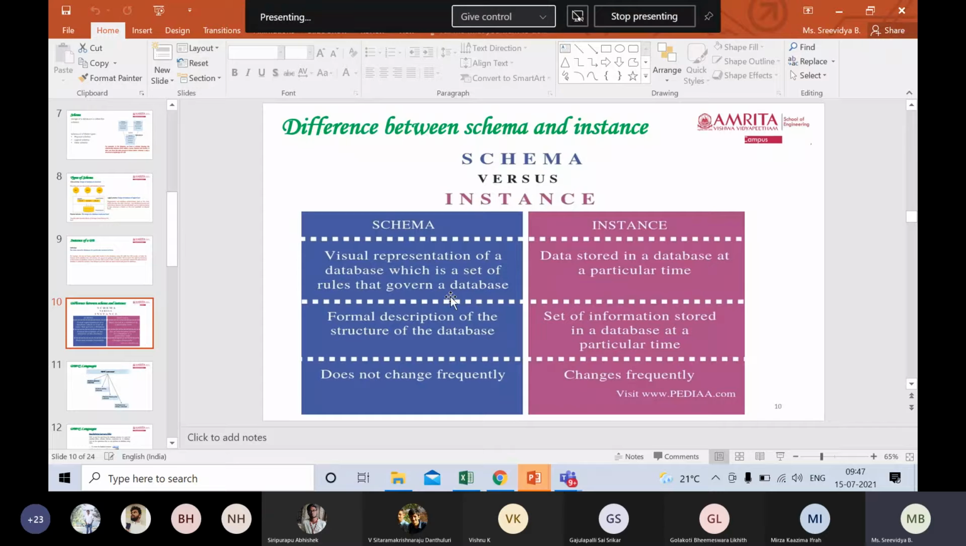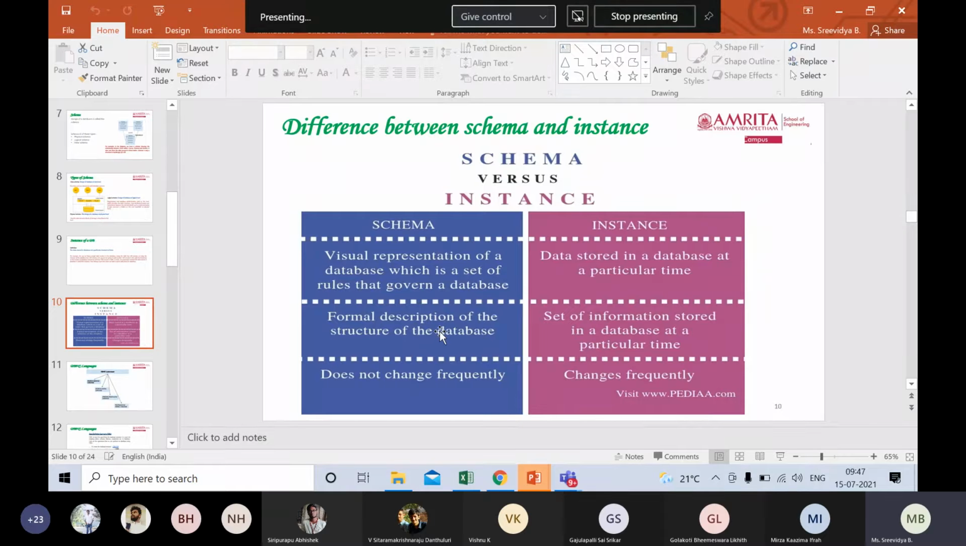Schema: a visual representation of a database, which is a set of rules that govern a database. Instance: data stored in a database at a particular point in time. So an instance is always associated with a time. Then the second difference: schema is the formal description of the structure of the database, how exactly you're going to store the data. That is, the table structure is what is described here. And in the case of instances, it is the values that you're going to give to those structured columns.